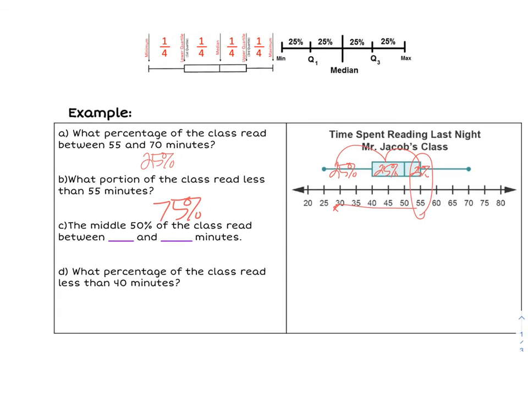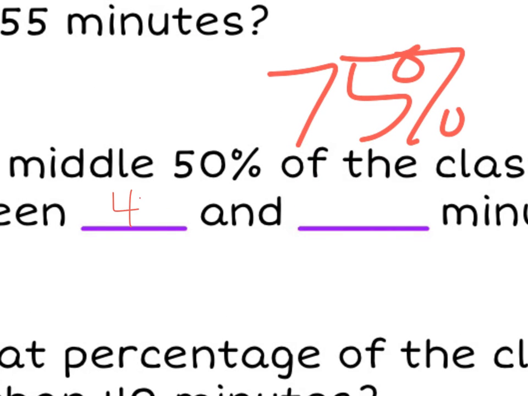Part C says the middle 50% of the class reads between blank and blank minutes. I'm going to clean this up a little bit. So now we're looking at the middle, which would be inside our box plot. And remember, we call that the interquartile range. So that middle 50% would be between 40, right here, and 55 minutes, from the lower quartile to the upper quartile. So it would be between 40 and 55 minutes.